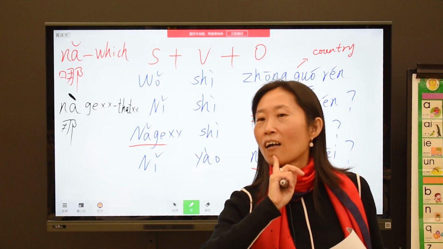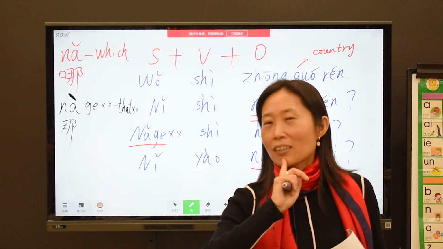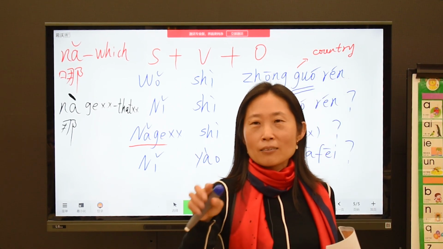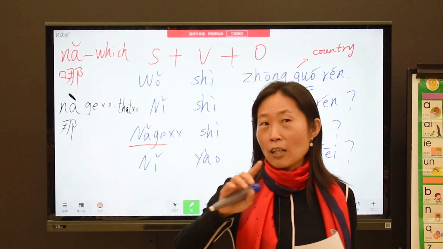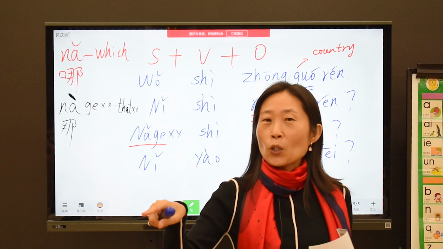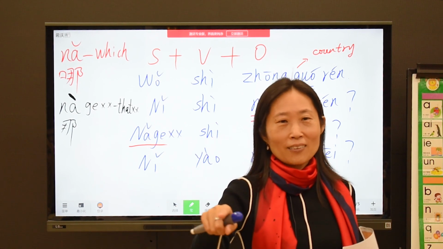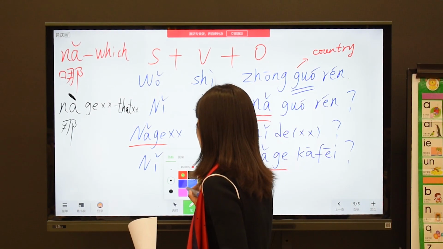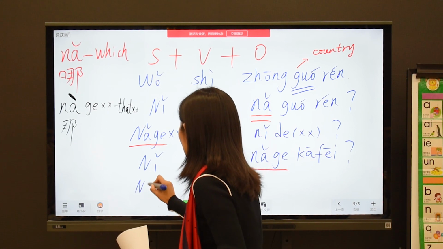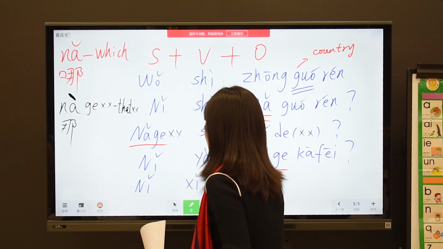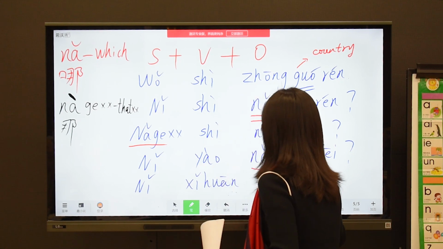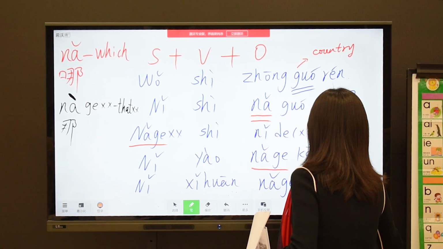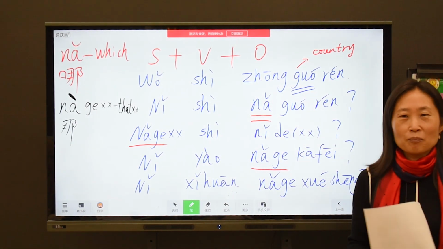你喜欢哪个学生? Yes, correct. Very good. So for example, ask the teacher. So say 老师，你喜欢哪个学生? So you like which student? Yes, correct. So 你喜欢哪个学生? Yeah, very good sentence. Yes.